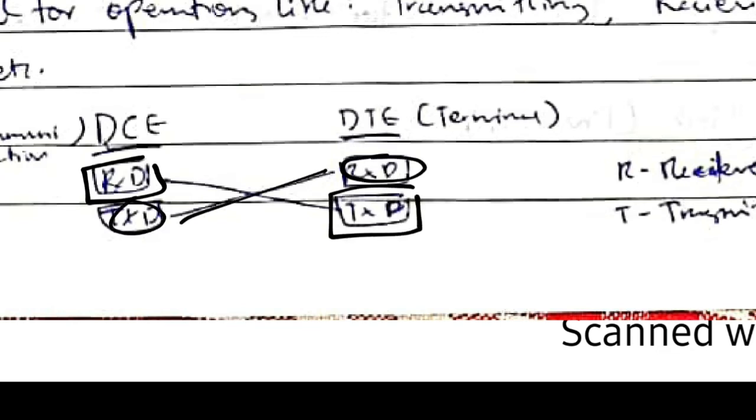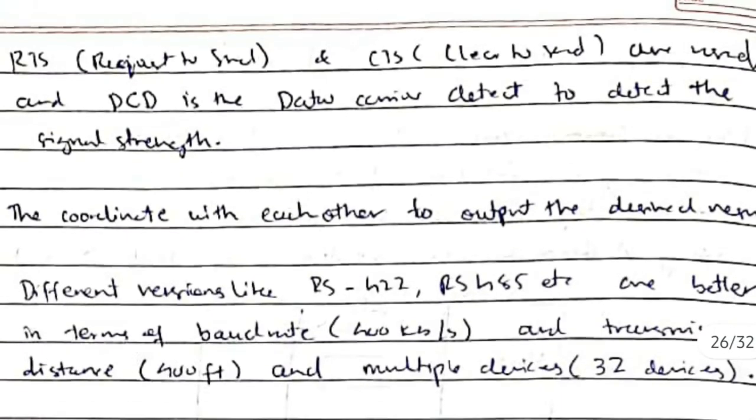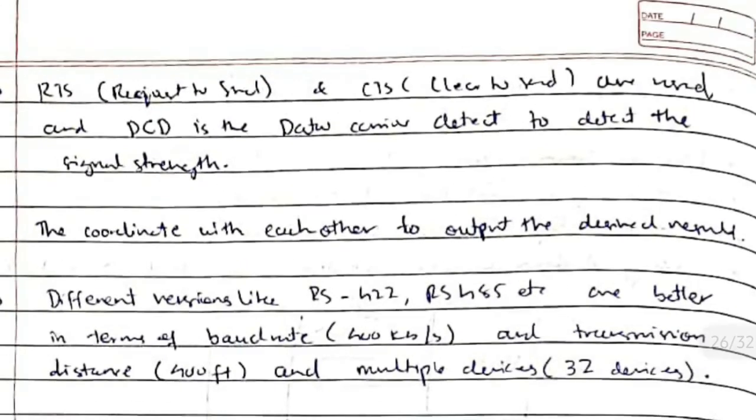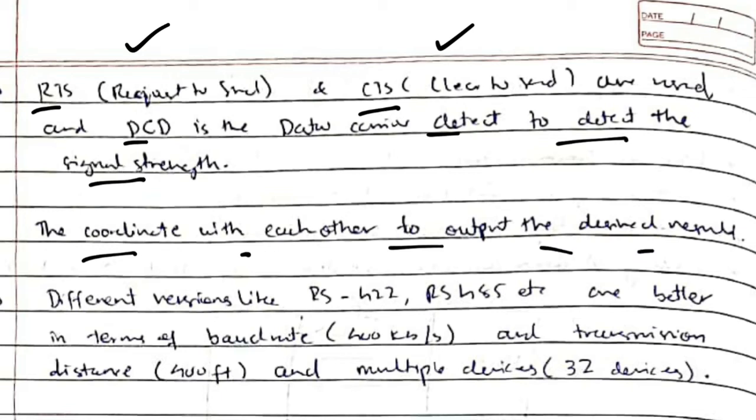Okay, by using this, the communication will take place, and two protocols, which are request to send and clear to send, are used to initialize the communication and to terminate the communication. Okay, and DCD and many such protocols are used to detect the signals and so on. And finally they coordinate with each other to output the desired result.